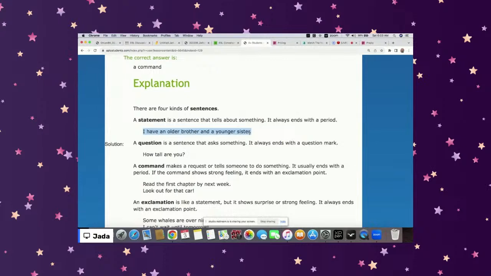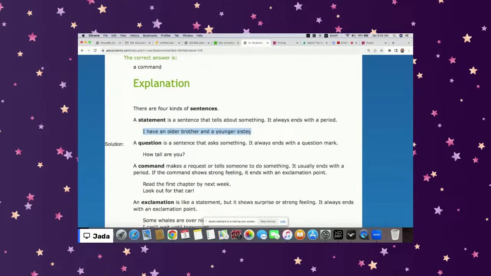I have an older brother and a younger sister. I am 5 years old. I am in grade 3. All these are statements, okay? And you need to put a period after each sentence. That is how you make a statement complete. It tells you about something and it always ends with a period.